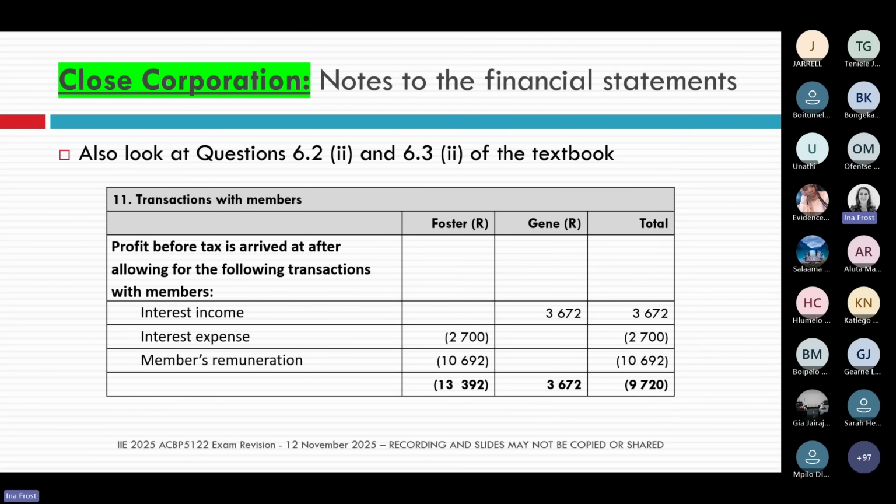And then this was your other note, and again, you can see there were some brackets used in this note as well. And this is the one for the transactions with the members. There's interest, of course, on those loans that the closed corporation either has to pay to the member, that will be the interest expense, or the member has to pay to the closed corporation, that would be the interest income. And then these remunerations would be salaries that the members have earned during the year.